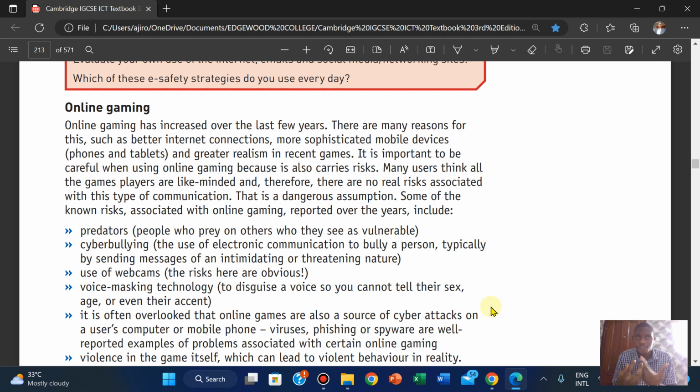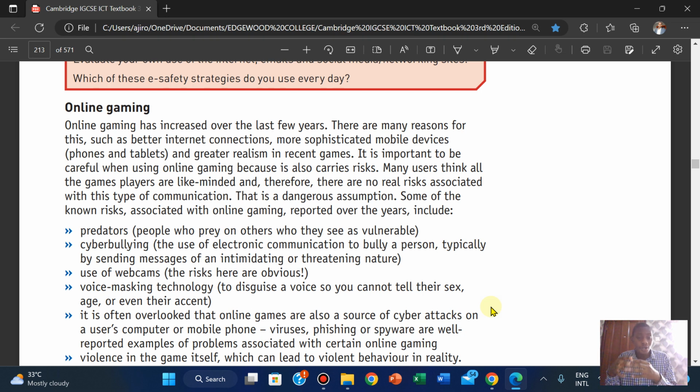She used some harsh words with me, saying that black people are coming to the UK and taking over the UK and stuff like that. It was some really harsh words, like black monkey, stuff like that. We have to be careful, because not everybody is there just to have fun, to play the game and to connect. Therefore, people assume there are no real risks associated with this type of communication, but it is a dangerous assumption.